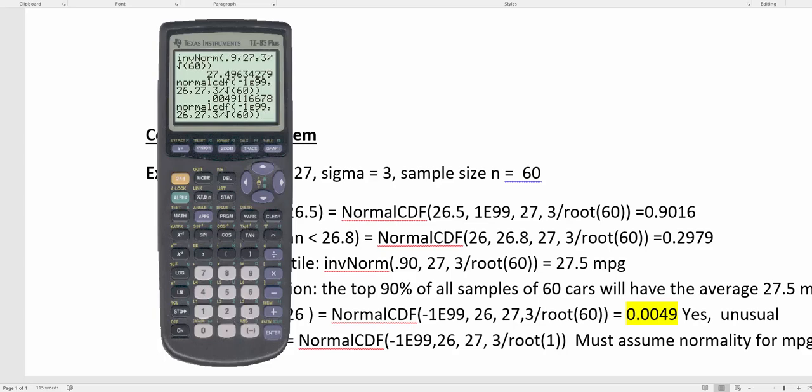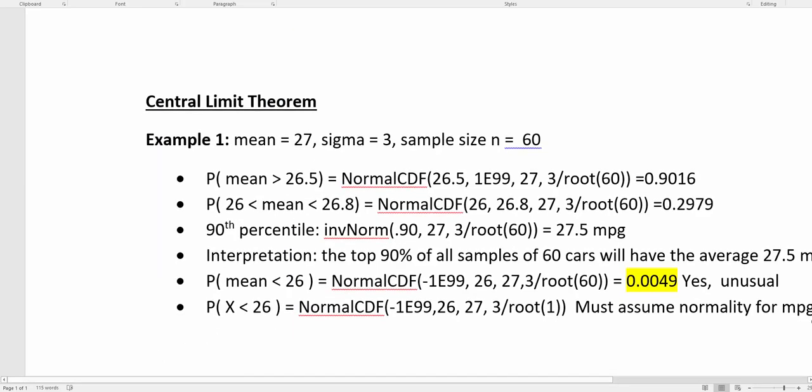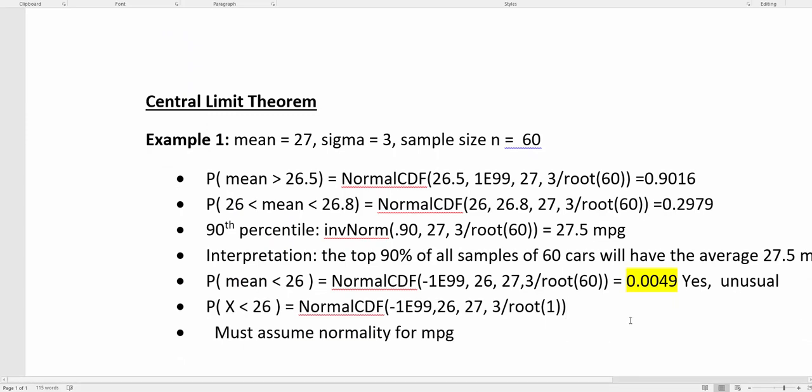Let's go ahead and compute this. I'm just going to do second enter, and the only thing I need to change is my standard deviation. So I'm just going to get rid of these values here. We go from negative infinity to 26. Mean is 27. Standard deviation is 3. We get 0.3694. That's your probability here. Not unusual at all.